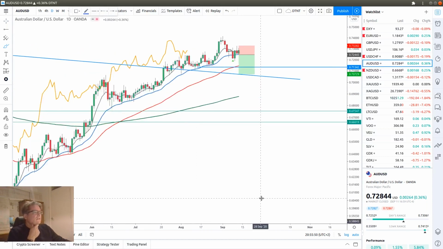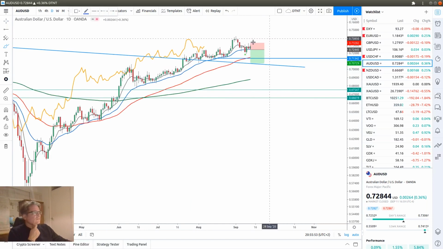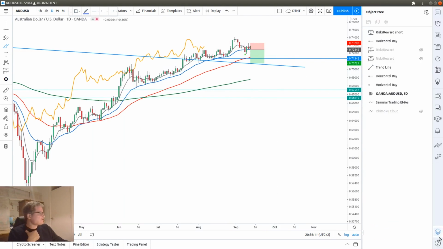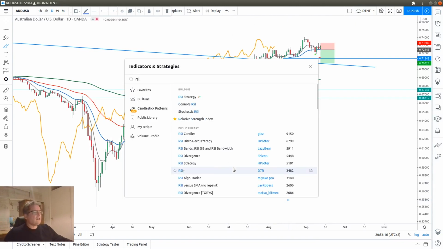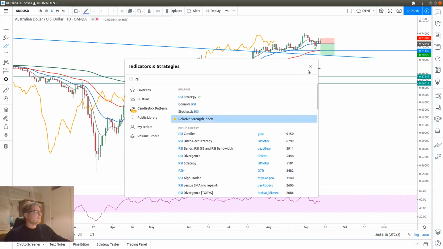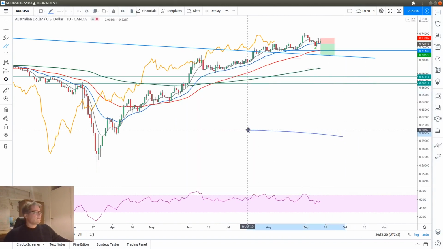Let me see. Yeah, so we do have this very strong uptrend on the shorter term. So all these moving averages align. The signal line is above price, so it's lining up beautifully. But let me see, do I have the RSI on? No. Let me just quickly add the RSI. Oh, and then undo my drawing.